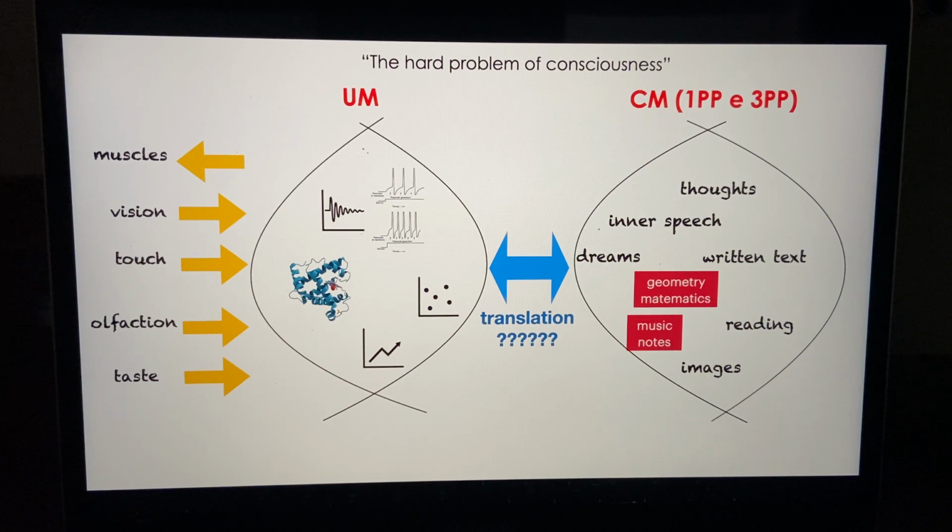Natural selection makes the mind emerge from the brain with two functional states: the unconscious or implicit mind, UM, whose language is made of biophysical and biochemical signals, and the conscious or explicit mind, CM, whose language is made of images, sounds, dreams, and thoughts. Thoughts are elaborated with the inner speech based on the mother tongue language.